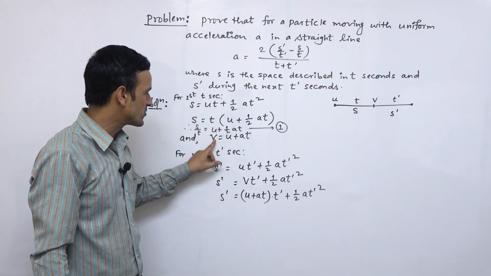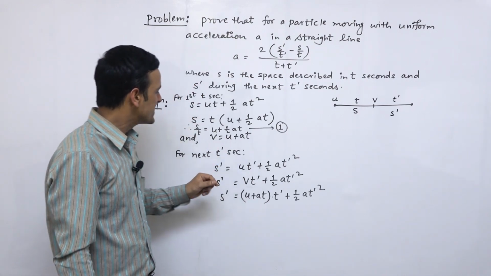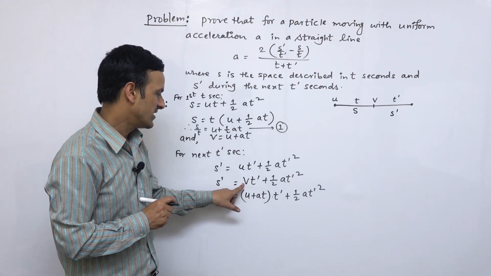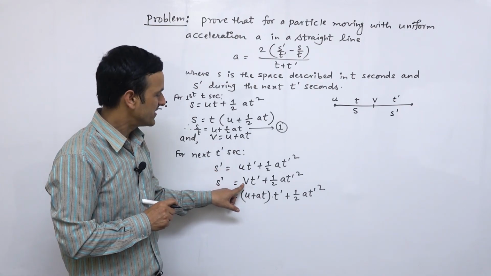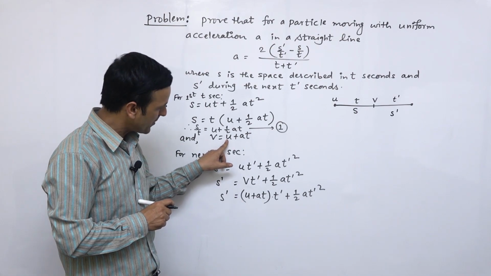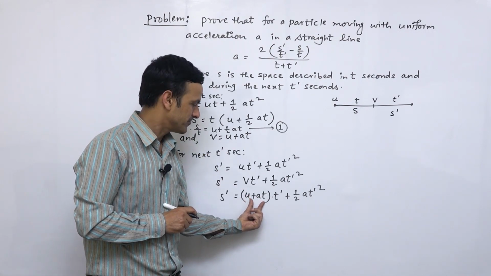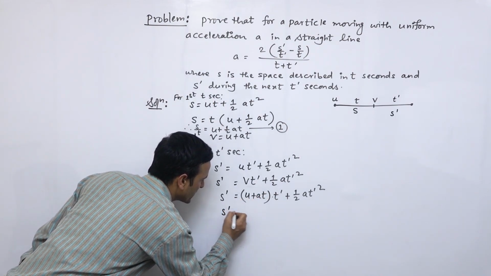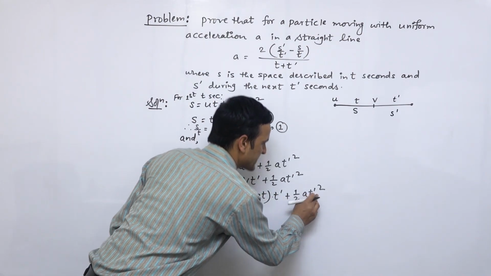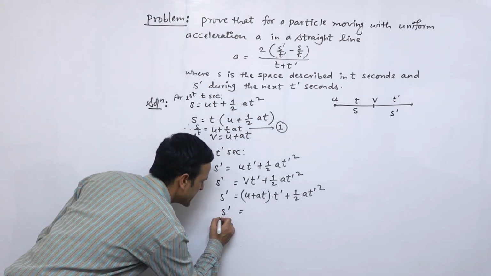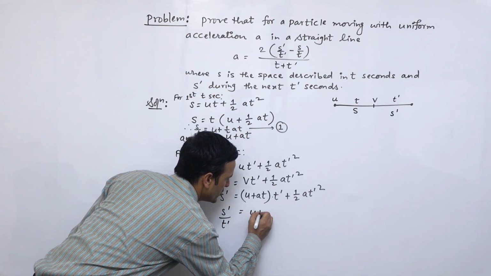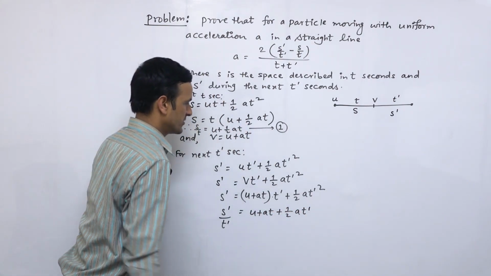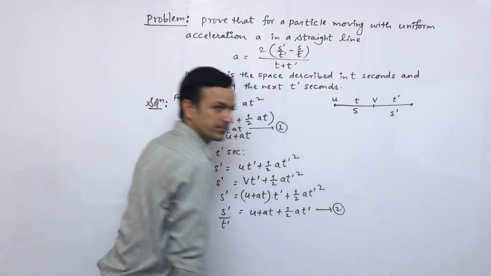From the first t seconds, the final velocity we found, for the second phase this final velocity will be the initial velocity. So this u means v, and the value of v is u plus at, times t dash. If we take the common t dash out, we get s dash equals t dash times (u plus at plus half a t dash). So this is equation 2.